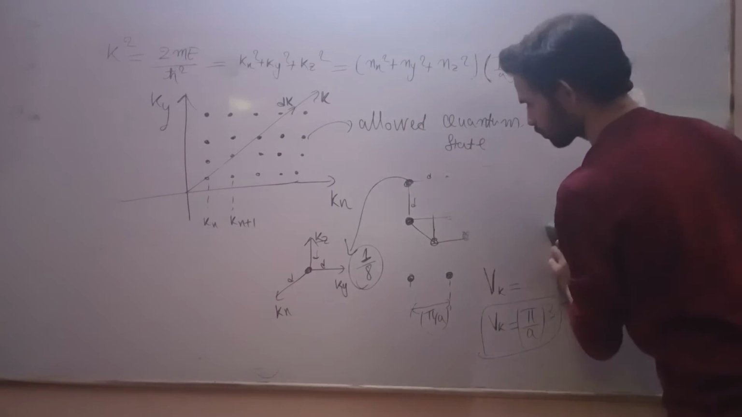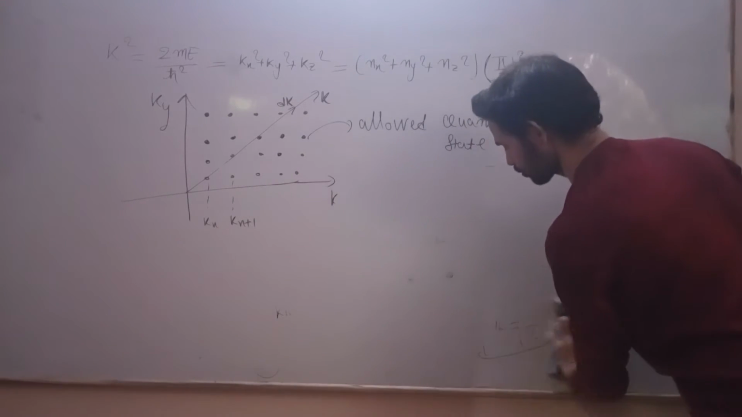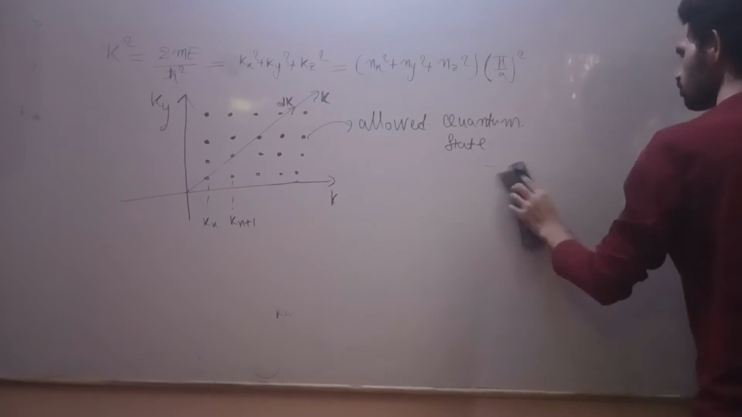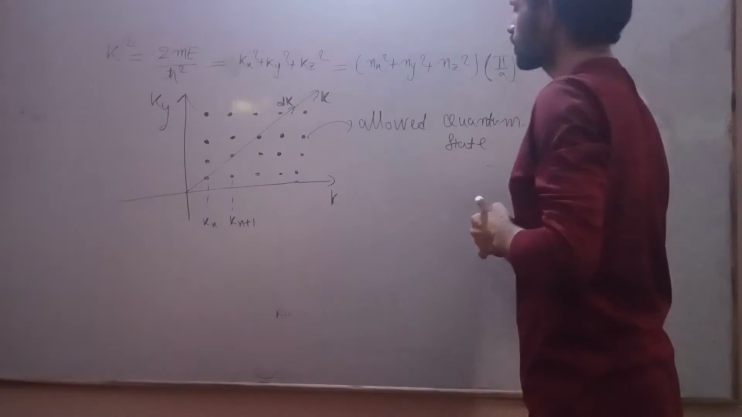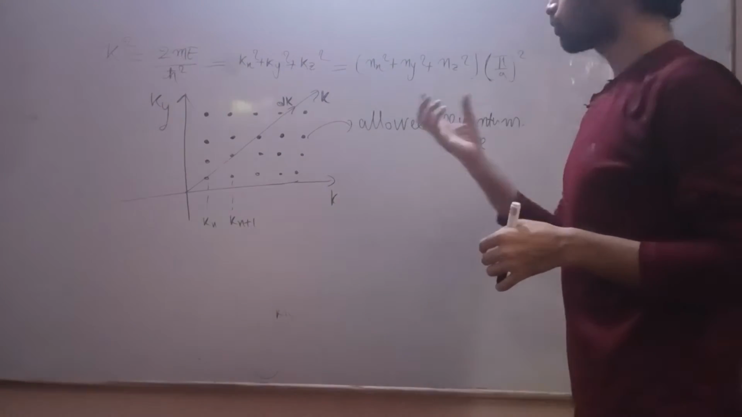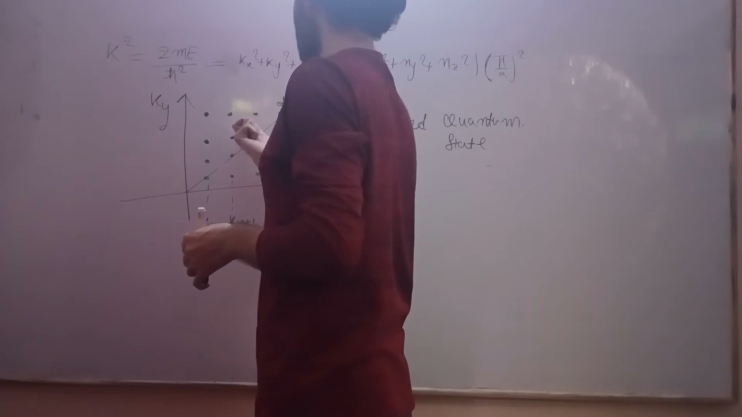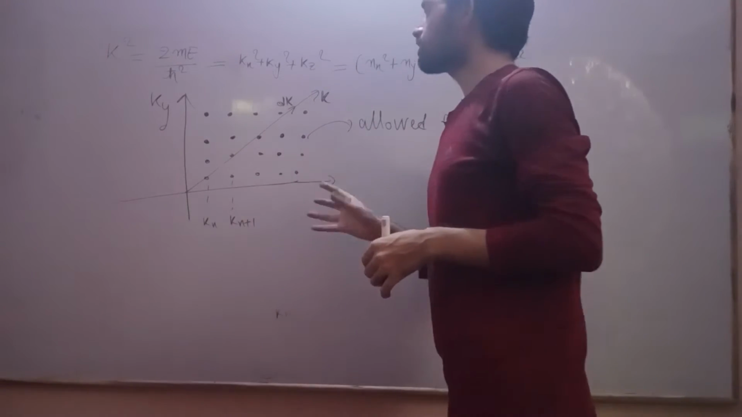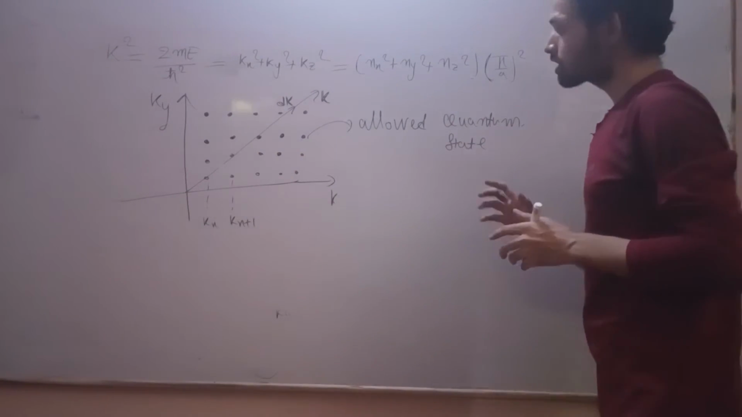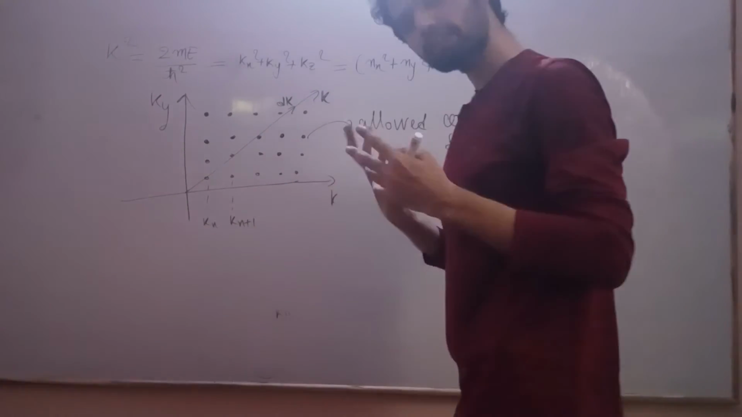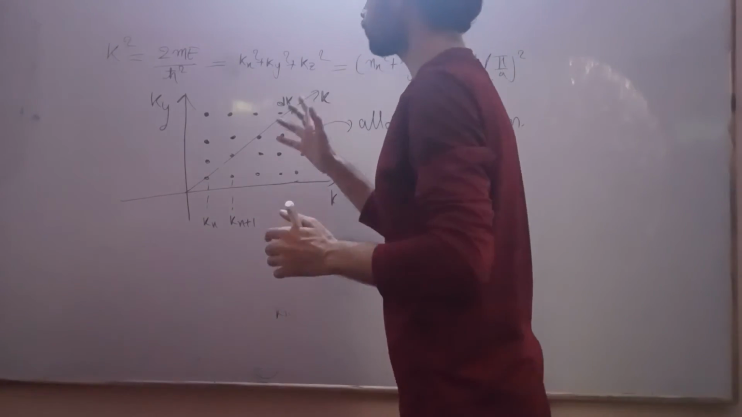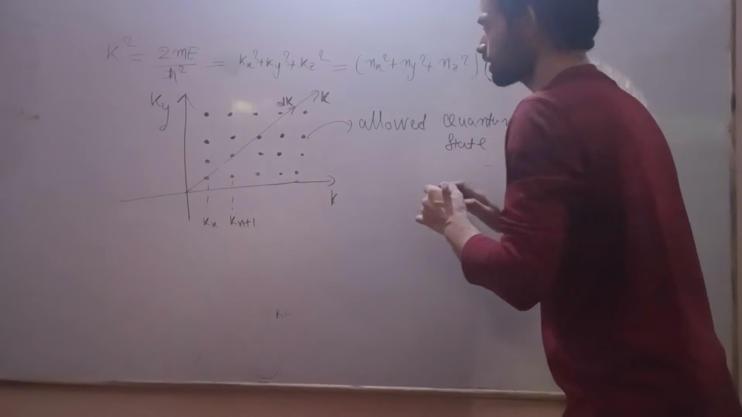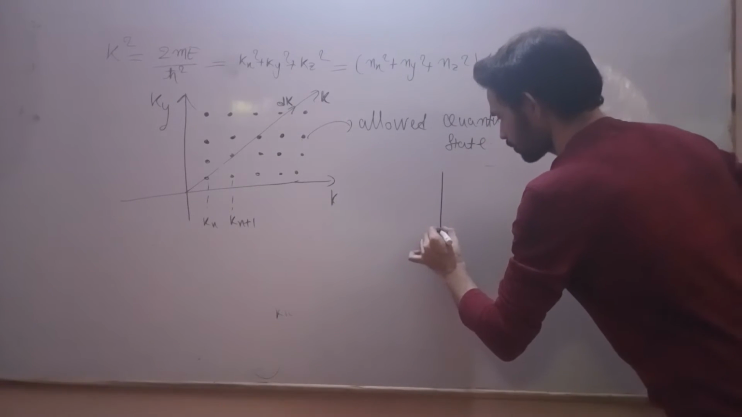Now we want to determine the differential volume. In order to calculate the density of quantum states, we need the volume of the single quantum state and the differential volume of the quantum state. So now we want to calculate the differential volume of the quantum state.